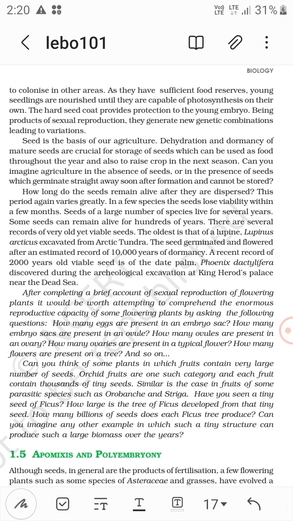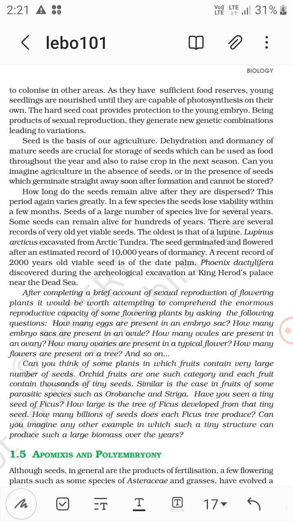So how long do the seeds remain alive after they are dispersed? This period again varies greatly in a few species. The seeds remain viable within a few months. Seeds of a large number of species live for several years. Some seeds can remain alive for hundreds of years. And there are several records of very old yet viable seeds.